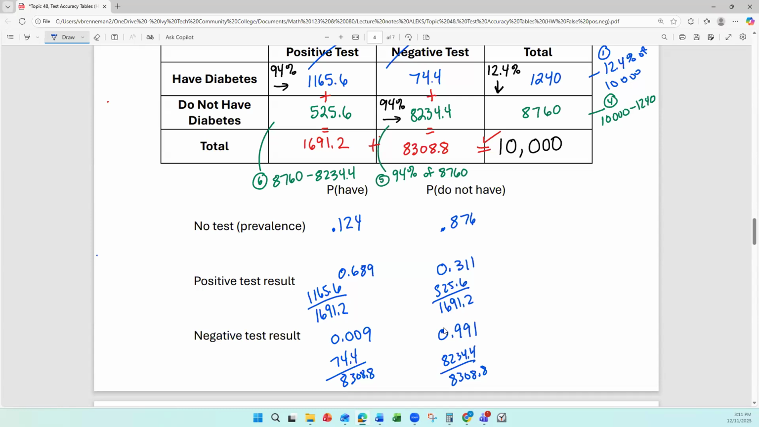So lower prevalence results in more false positives. For the negative test result, all those people sitting there with a negative test result, there's a less than 1% chance that they actually do have it versus over 99% chance they don't have it. Lower prevalence causes fewer false negatives, but more false positives.